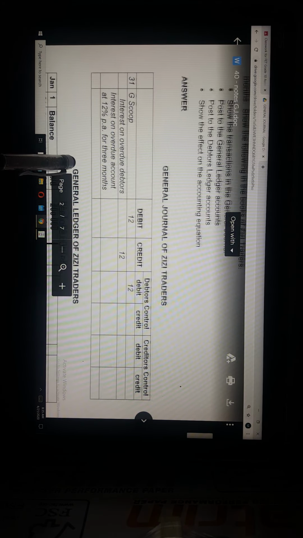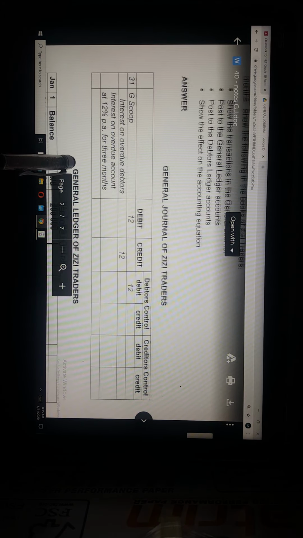Now we're going to the debtors ledger. So G Scoop, you can see the name of his debtor, he's number D1, and on the 1st of January, account rendered 400 Rand balance. So he owed you 400 Rand balance. You brought it from the previous months. He's owing you 400 Rand.